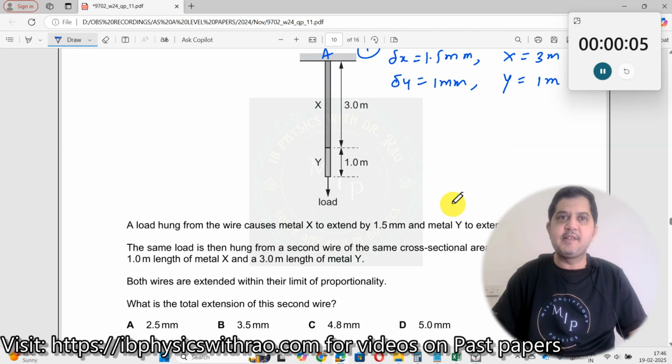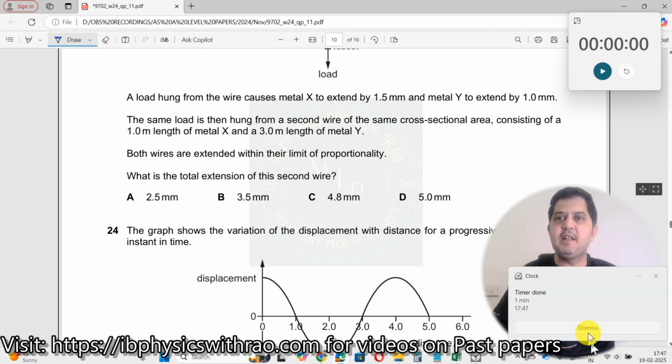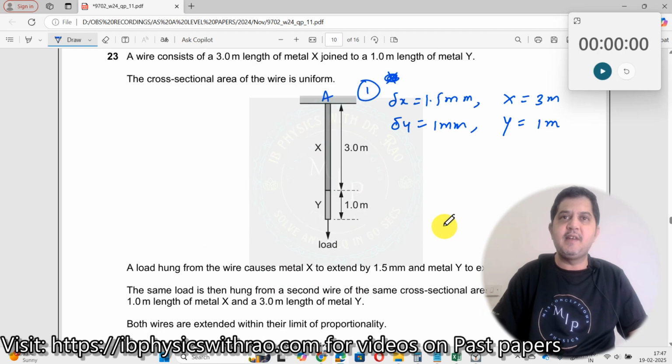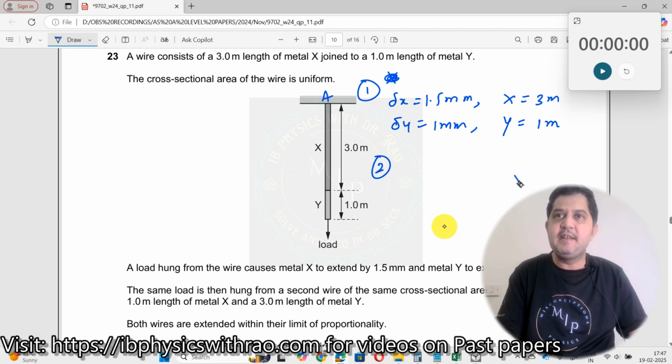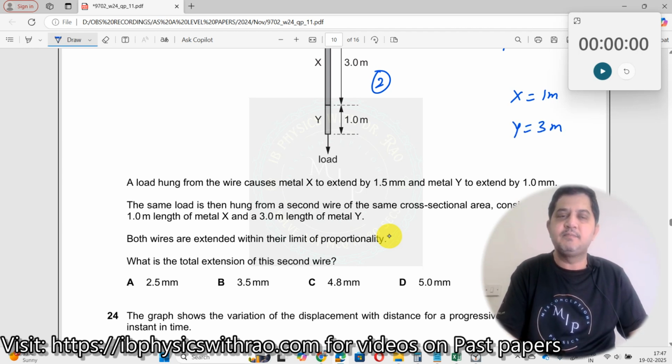And then what happens next? The same load is then hung from a second wire of the same cross-sectional area consisting of a 1 meter length of metal X and a 3 meter length of metal Y. Okay, now the values are interchanged. Second observation, what happens is you have X is equal to 1 meter and then the value of Y is equal to 3 meter. Okay, so both wires are extended within the limit of proportionality.